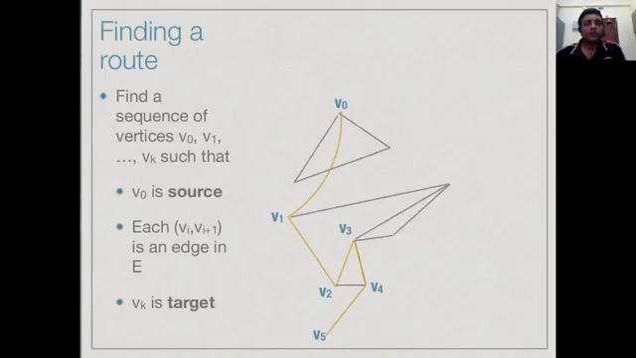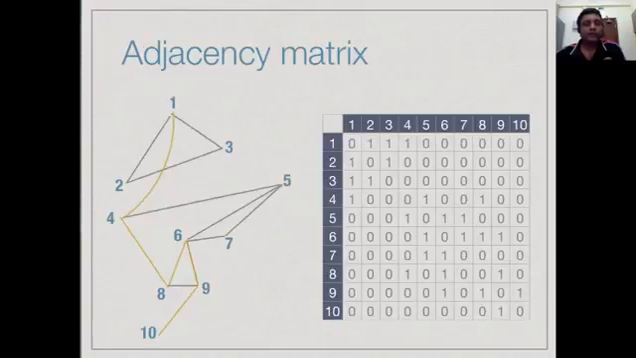And we said that this amounts to finding a path from V0, the source vertex, to Vk, the target vertex, where each pair of vertices on the path is connected by an edge in the graph. We argued that we could easily do this for small graphs visually, but if we want to write an algorithm, we need a way of representing the graph. So the first thing we decided was that we would name the vertices 1 to n. If we have n vertices, we will just call them 1, 2, 3, 4 up to n.